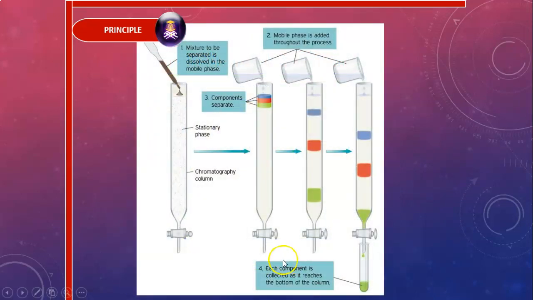Okay, the principle in column chromatography: the mixture to be separated is dissolved in the mobile phase first, and the mobile phase is added through the column. The components will be separated according to their affinity. This is the stationary phase, which contains the silica beads, and each component is collected as it reaches the bottom of the column.